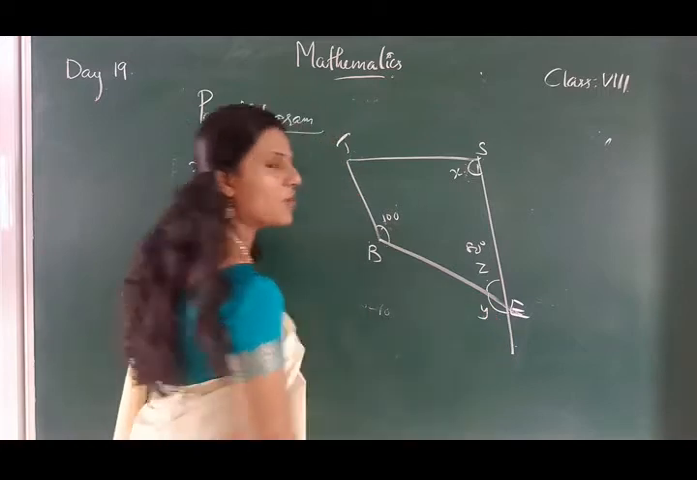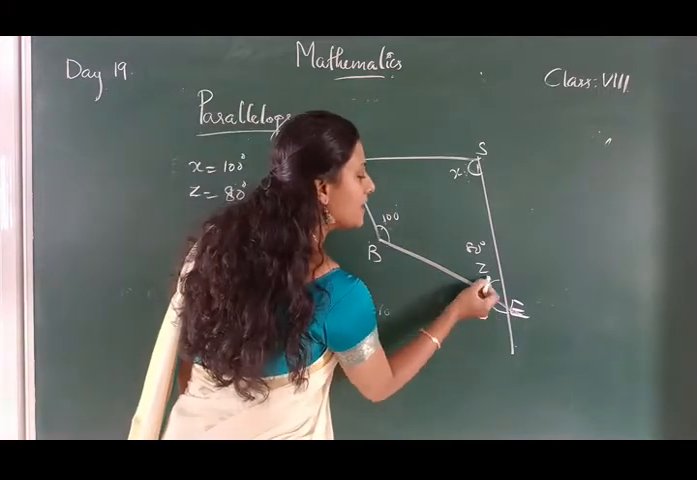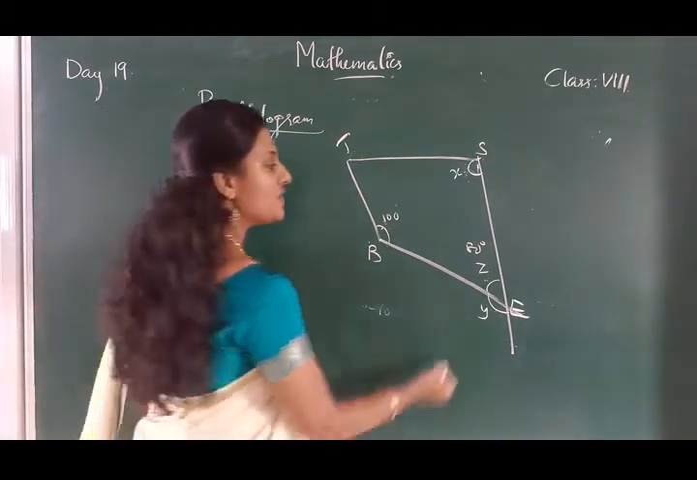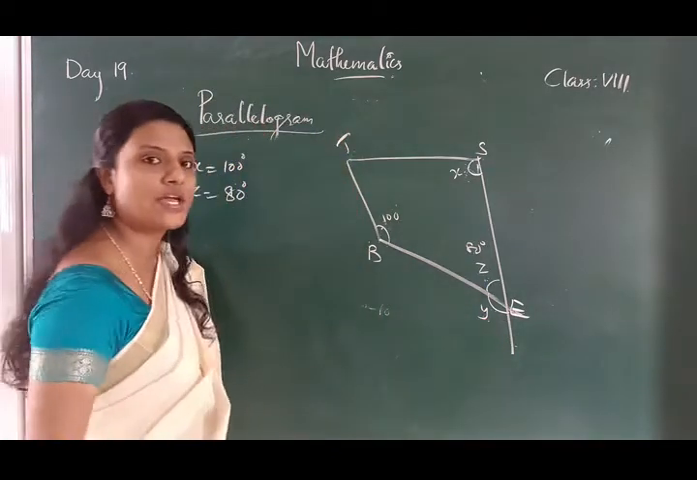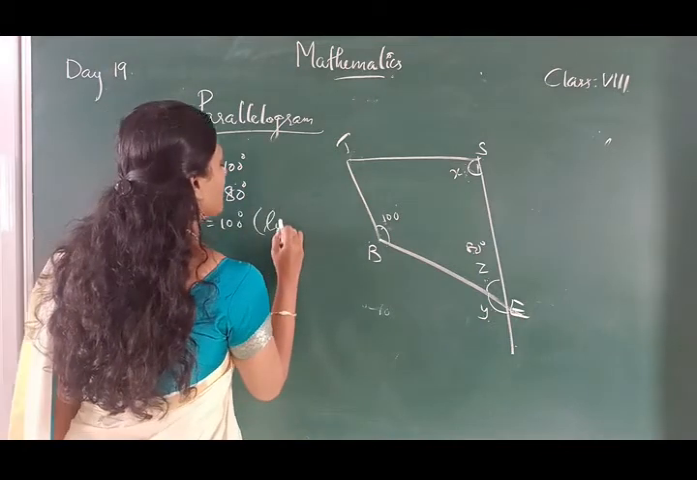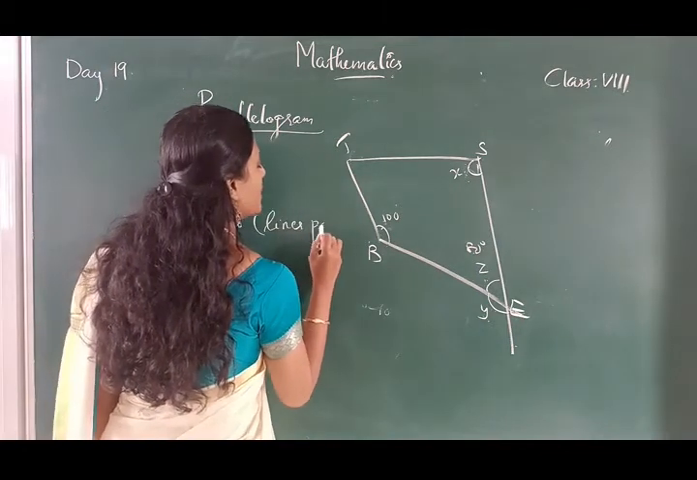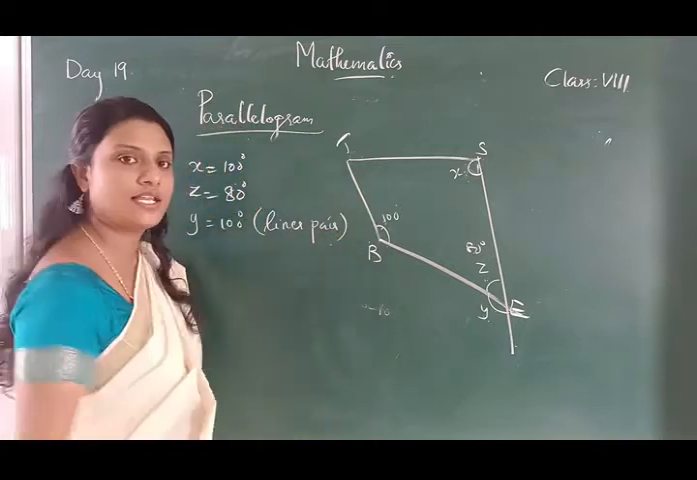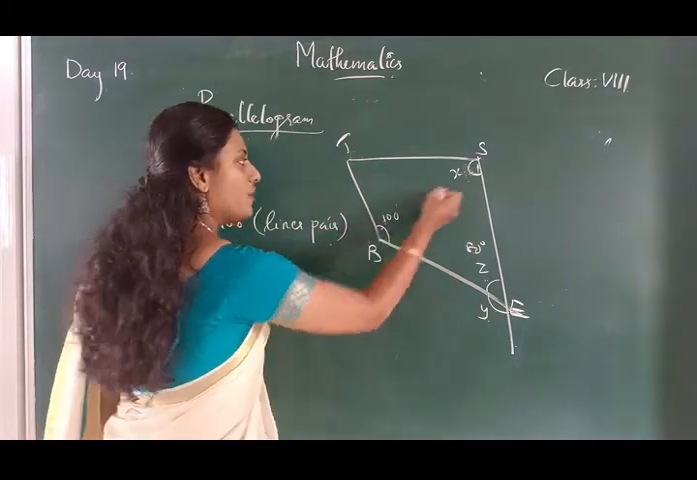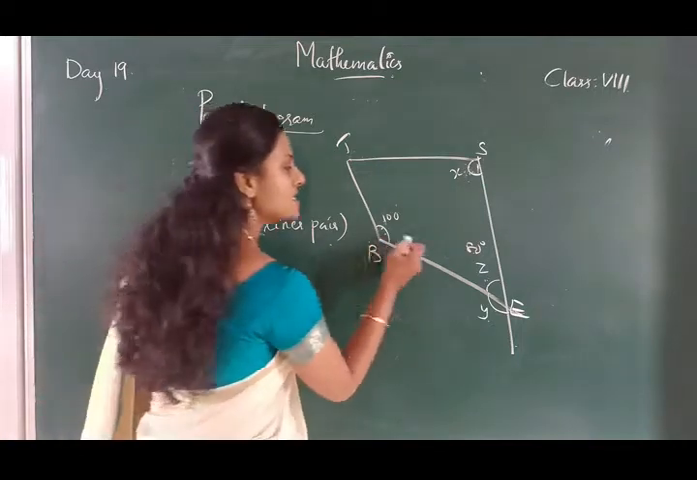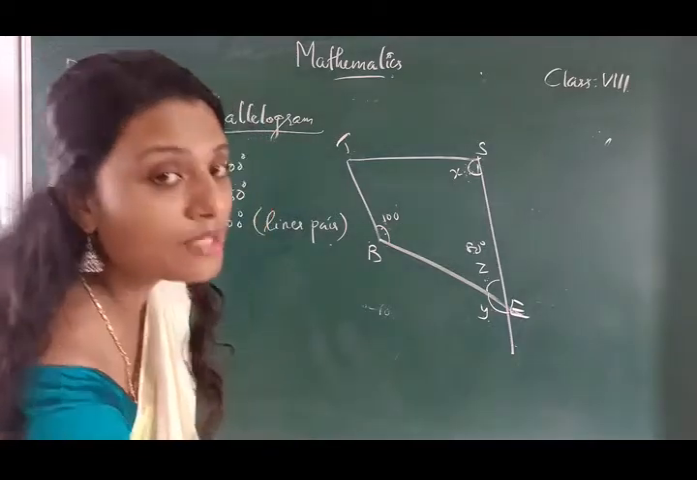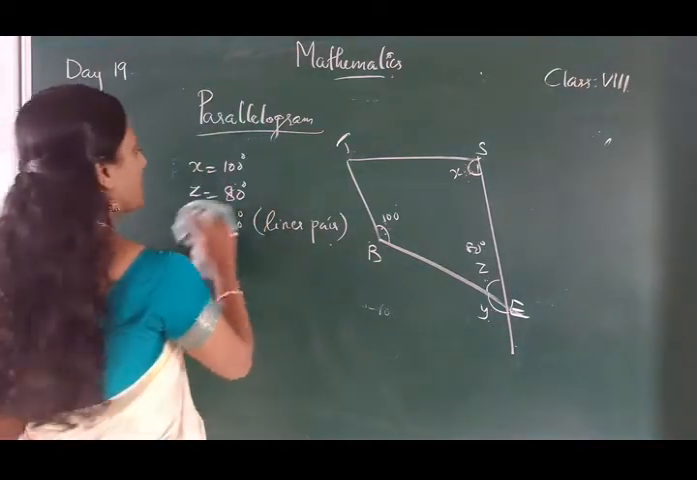Next, can you find Y? They are the linear pairs. Z and Y together form a linear pair. So if Z is 80 degrees, what is Y? Y should be 100. Reason: linear pair, and the sum of that angle should be 180 degrees. So in the parallelogram, which are the properties we use? Opposite angles are equal, adjacent angles are supplementary, and this Z and Y form a linear pair with sum 180 degrees.